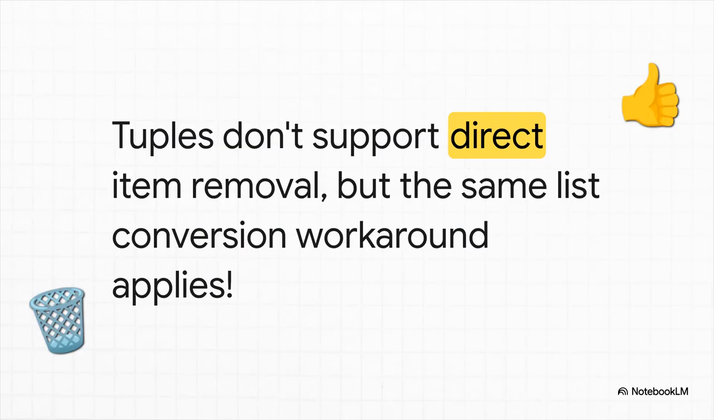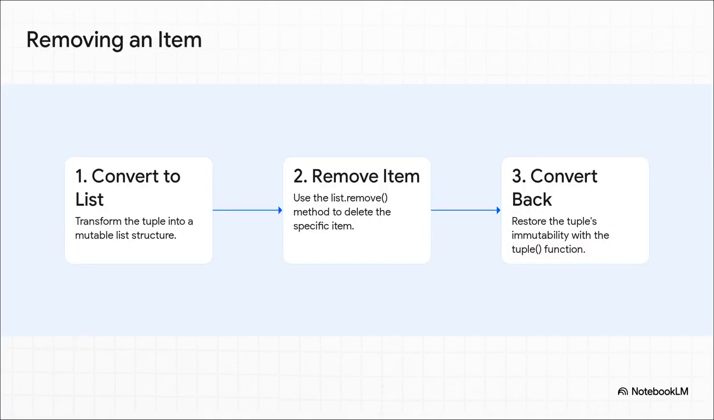Okay, so what if you need to take something out? By now, you probably know what's coming. We're going to reach into our toolbox and pull out that same trusty conversion trick. It's our universal key. And there it is again, that beautiful three-step pattern. You turn the tuple into a list. That gives you access to all the handy list tools like .remove. You just tell it which item to get rid of. Once it's gone, you lock your data back down by turning it back into a nice, safe, immutable tuple.